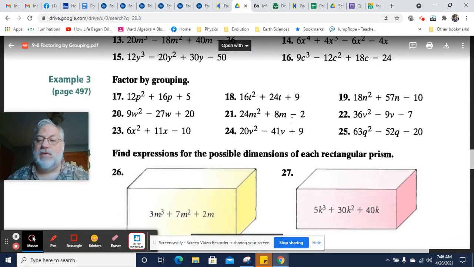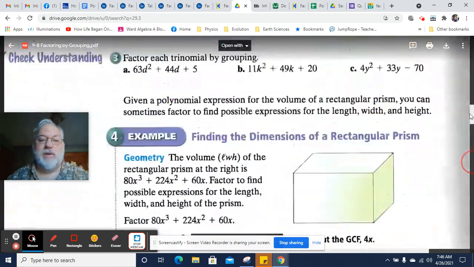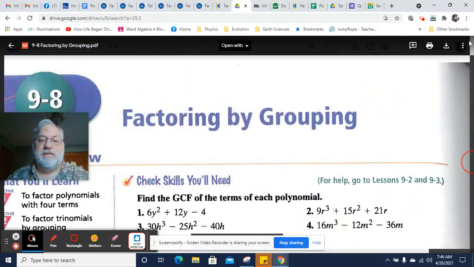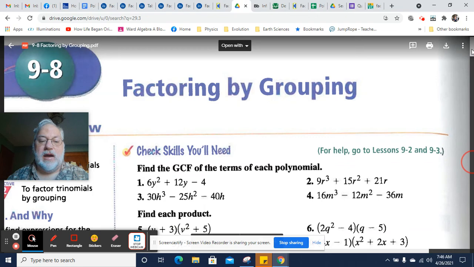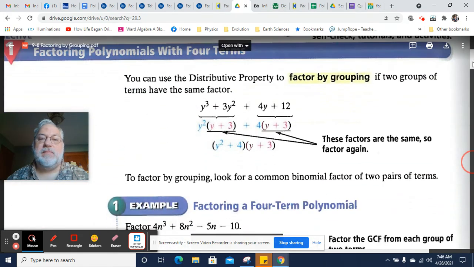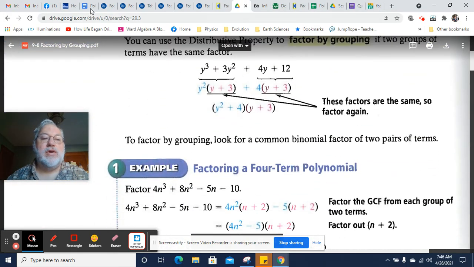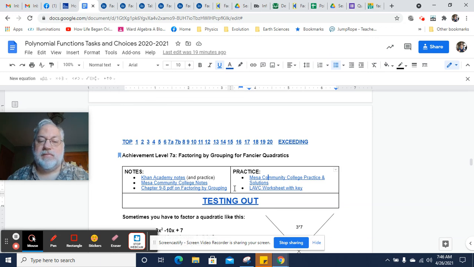The other site you want to check out, you'll probably want to check out the Factoring by Grouping textbook PDF. And then you can check out Khan Academy notes.